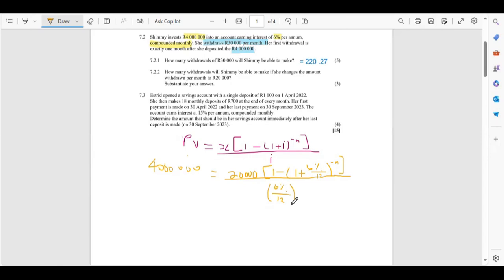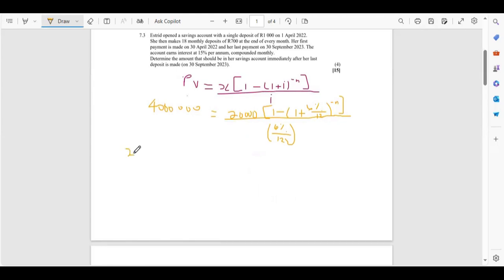All right, now the first step will be to multiply. So the first step will be to multiply this 4 million by this 6% over 12. If I multiply both sides, I will get 20,000. Now this would be 20,000, and this 20,000 is equal to 20,000 multiplied by this.